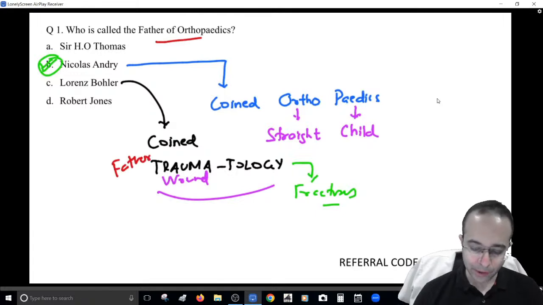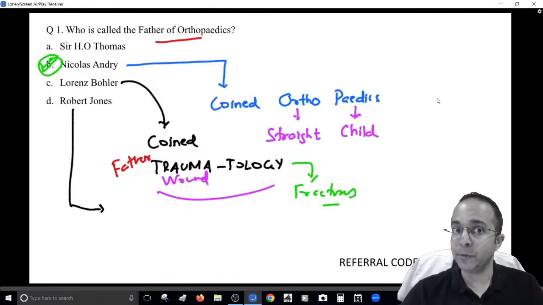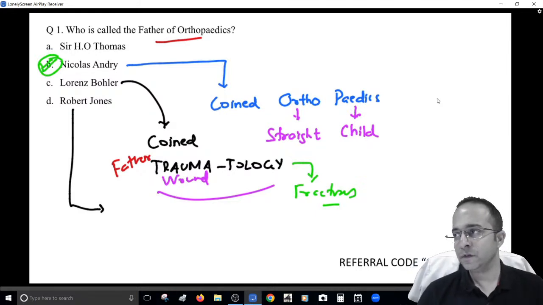Anyone who can help me out with Dr. Robert Jones? Any idea what was his contribution? Shitish, Navni, Divya, Prince, anyone who can let me know a little bit about Dr. Robert Jones, any contribution you know about this gentleman?